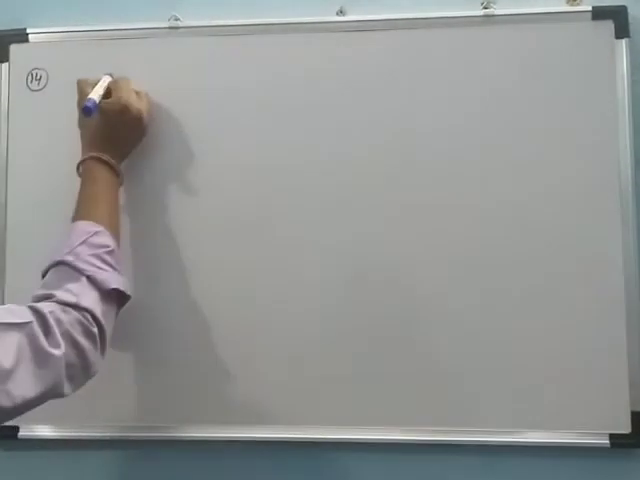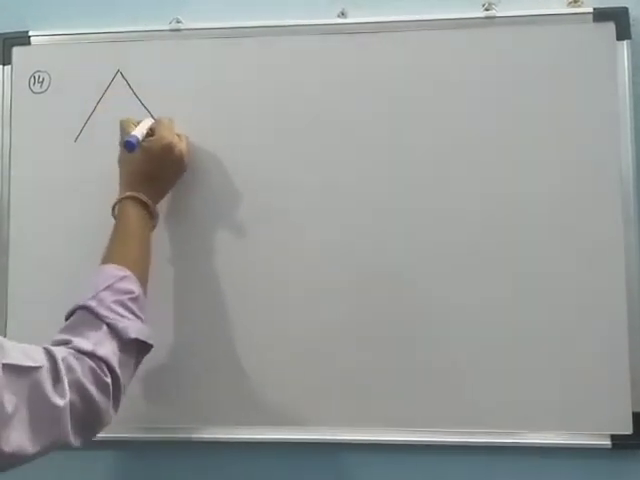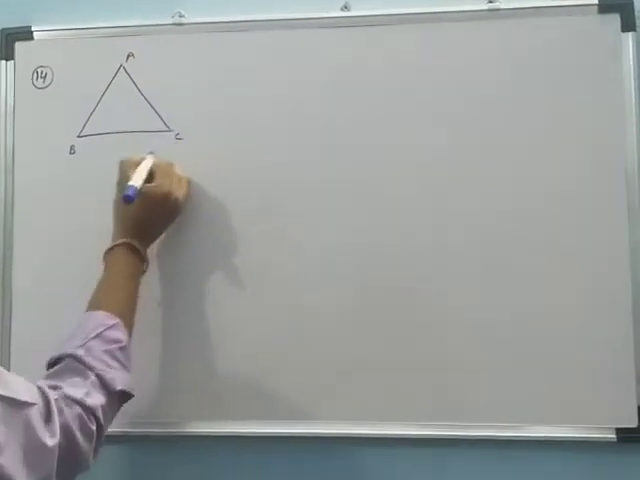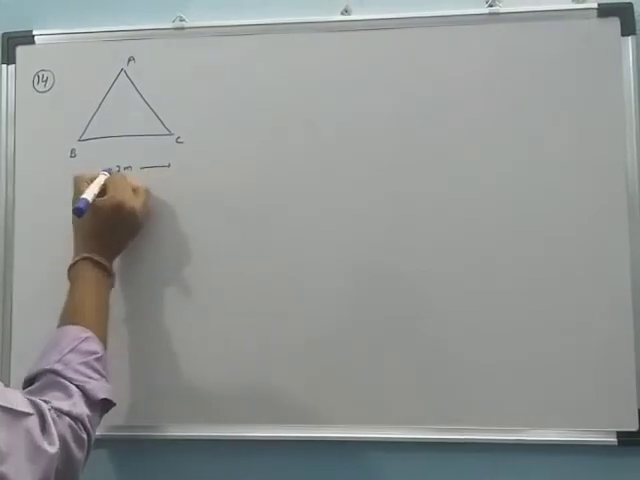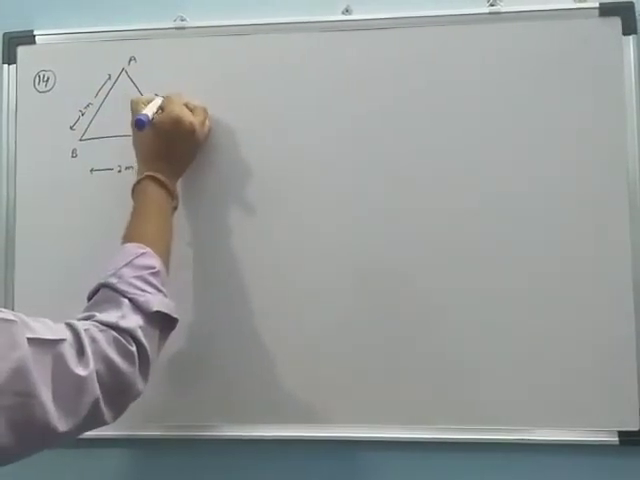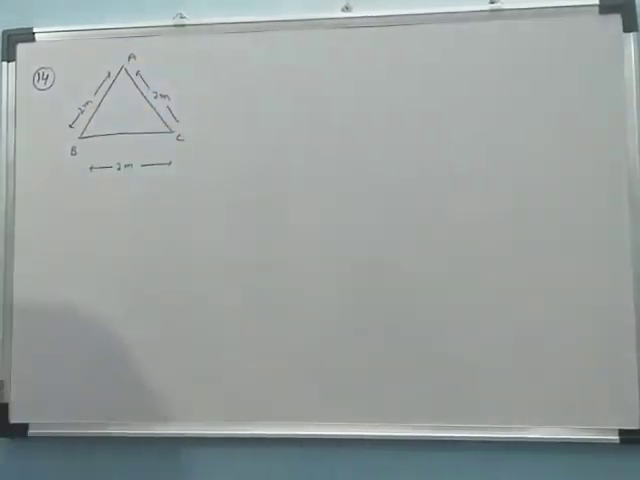Question number 14. ABC is an equilateral triangle. Each side is given as 2 meters. So this is A, B, C. Each side is 2 meters.